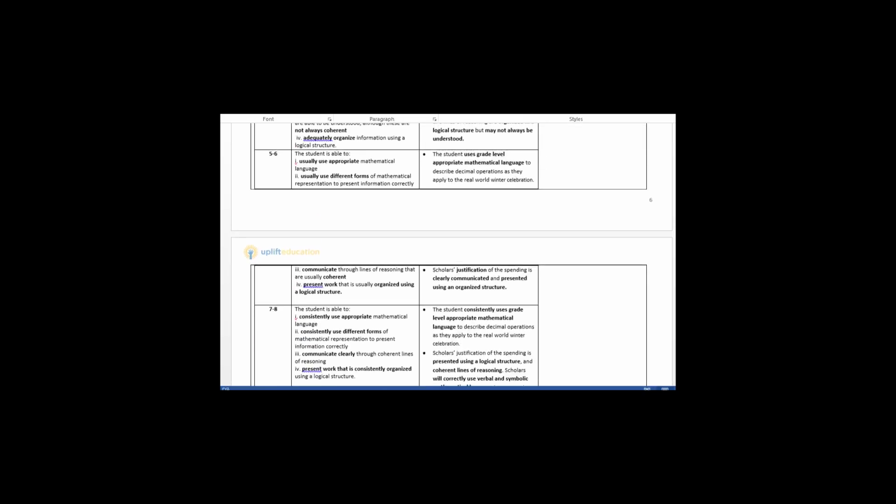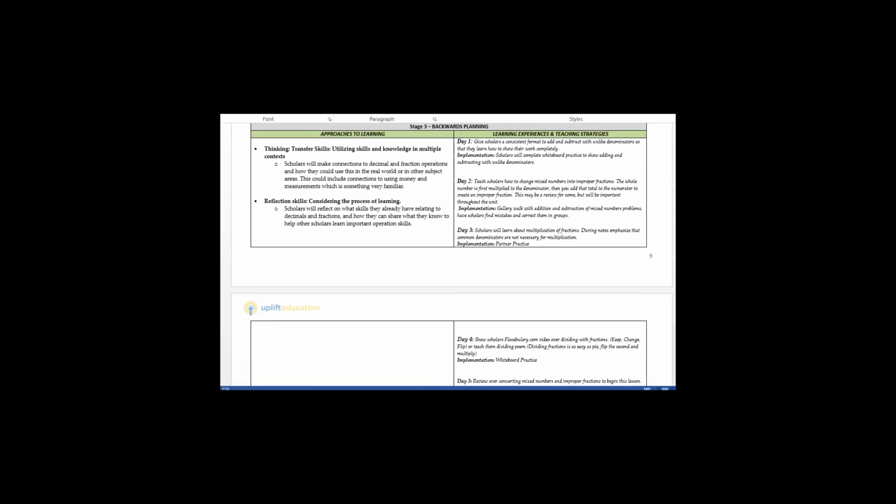The rubric will still be scaled on a 1 to 8 level, 8 being the highest score that scholars can receive. As we move forward, there are 2 different criteria that we'll be testing for. We'll have criterion C, which is communication, and then we'll have criterion D, which is applying mathematics to a real life context, which leads us to our backwards planning.